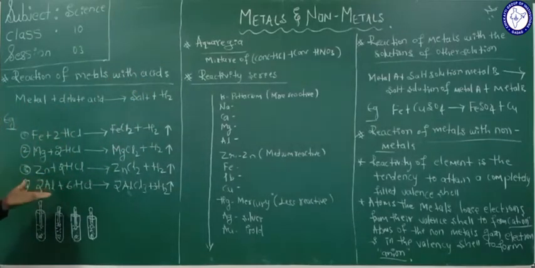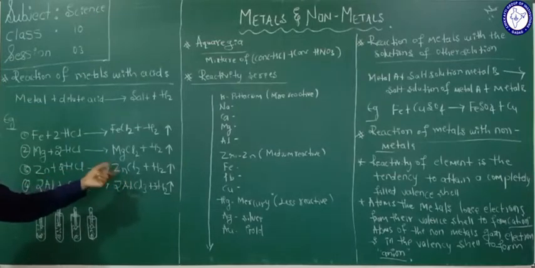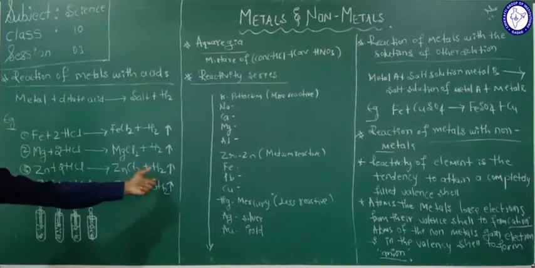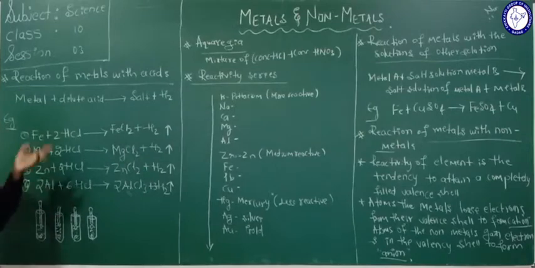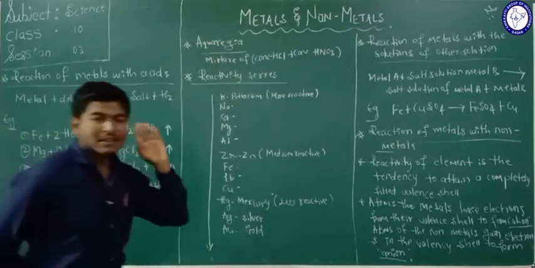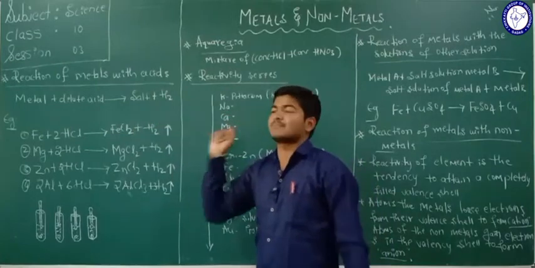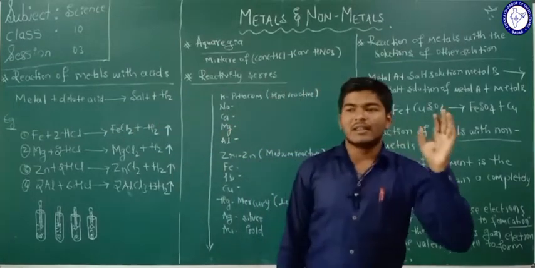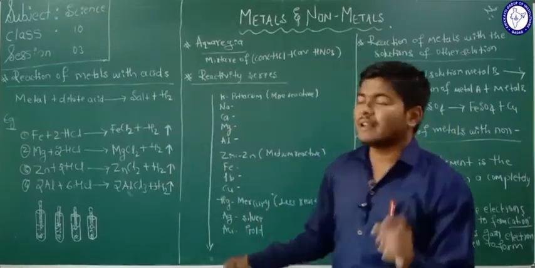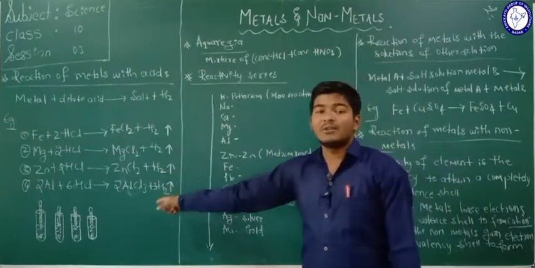And also when zinc reacts with dilute hydrochloric acid, zinc chloride will be formed, that is a salt, and hydrogen gas will be evolved. So when any metal reacts with the acid, it produces the salt and releases the hydrogen gas. But you have to remember here, the copper does not react with the dilute HCl.